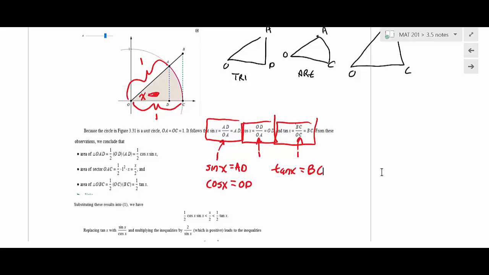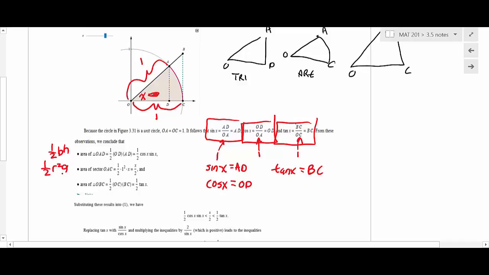1/2 base times height. But OD we had was the cosine, and AD we had was the sine. So the area of that small triangle is 1/2 cosine x sine x. Does that make sense? Now, go back to trig. Do you guys remember what the area of a sector formula is? It's 1/2 alpha r squared. Now, what you're doing on the area of a triangle is 1/2 base times height, but this is 1/2 r squared alpha.